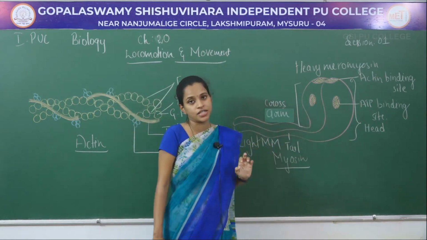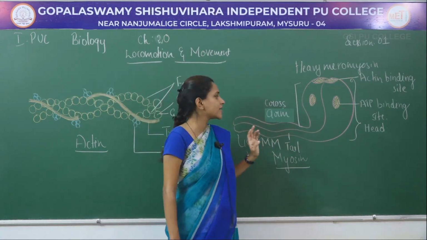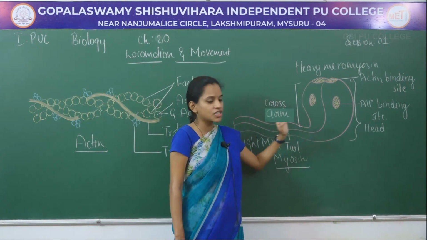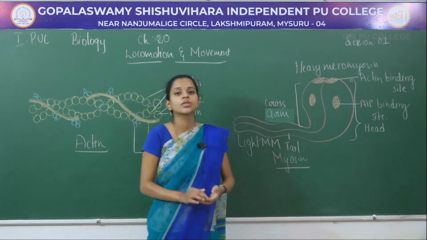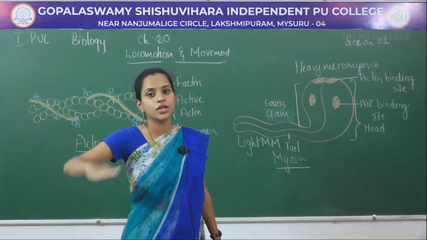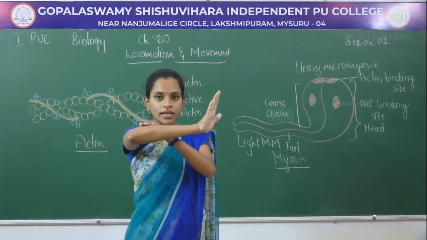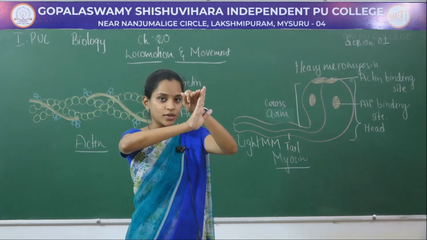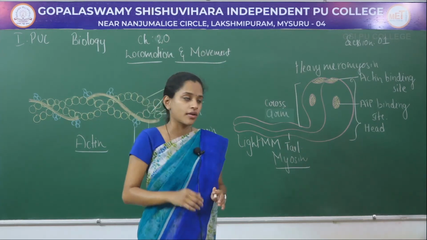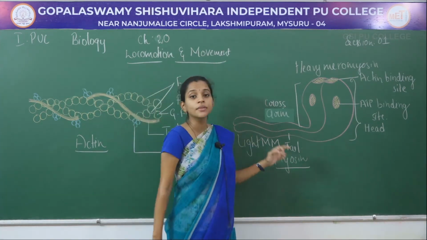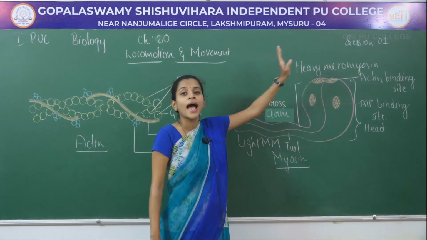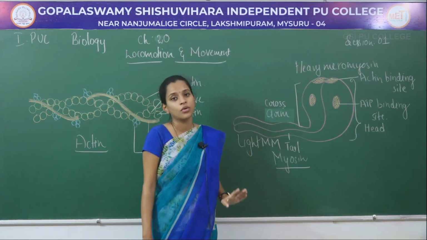The ATP binding site is present in the center region. So myosin is made up of a tail-like structure and a head-like structure. The tail and head will be perpendicular to each other. So they stand like this, where this is the tail and this is the head, which helps during muscle contraction. The tail is also termed light meromyosin and the head is also called heavy meromyosin.